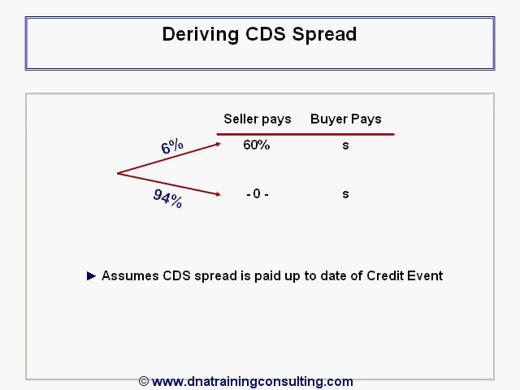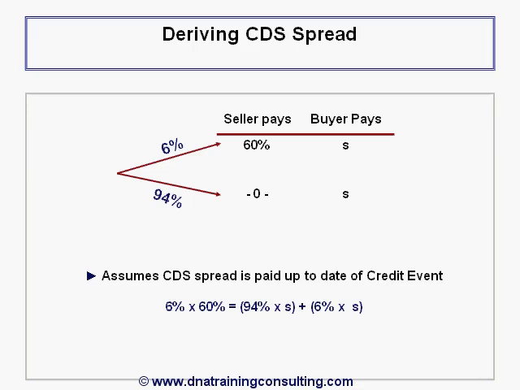Now, using the normal assumption that any financial bilateral contract that is properly priced must satisfy the property at inception that the expected value of the payments under one leg must equal the expected value of the payments under the other leg, we can deduce from the above diagram that 6% times 60%, which is the total expected payment from the seller, must equal 94% times S plus 6% times S, which is the sum of the expected payments from the buyer.